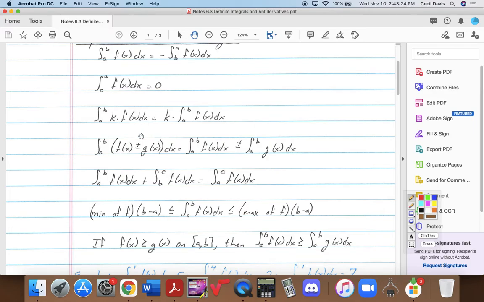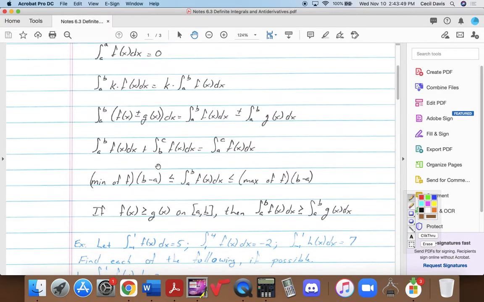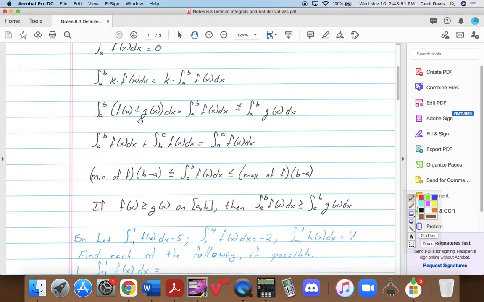One thing that we can do, and this is sort of like one of the properties of taking derivatives, is that if we have the integral of a constant times a function with respect to x, we can factor that constant out. In other words, we keep the constant multiple, just like we keep the constant multiple when we take a derivative. Also, just like with taking derivatives, if we have the sum or the difference of two functions, we can do those each individually.